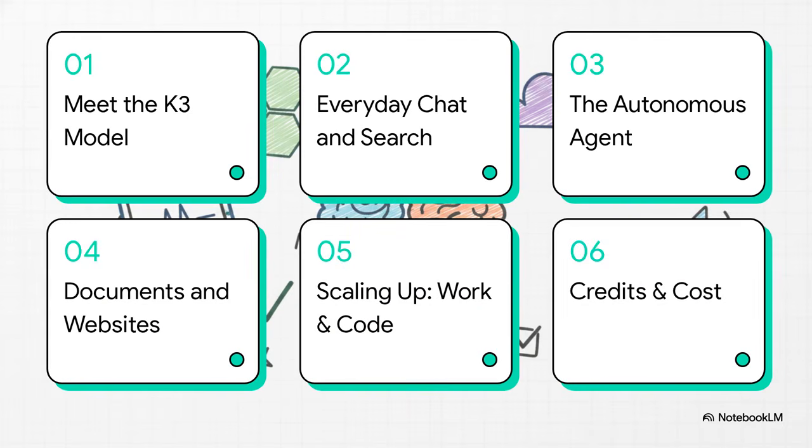Here's our roadmap to level up your skills today. We'll quickly cover 1. Meet the K3 model. 2. Everyday chat and search. 3. Mastering the autonomous agent. 4. Building documents and websites. 5. Scaling up with work and code. And finally, 6. Credits and cost optimization.